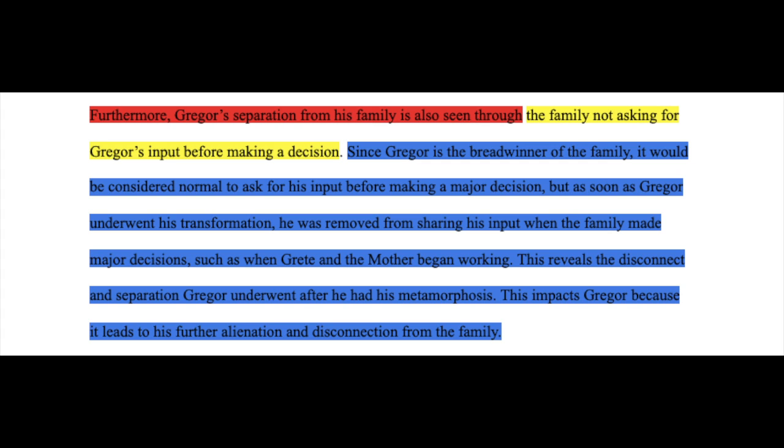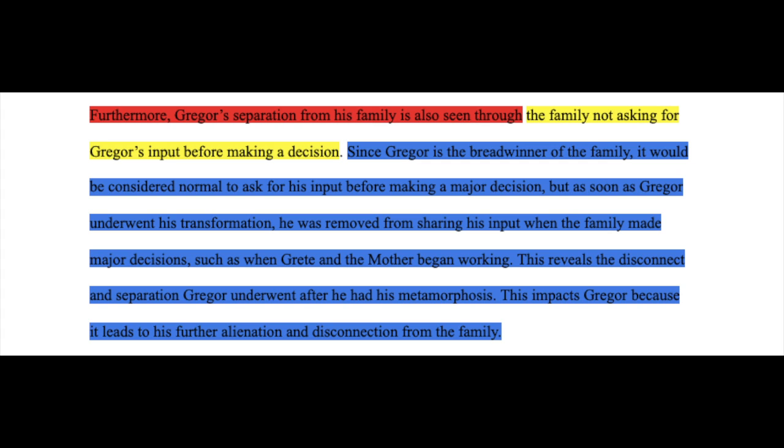So that piece of textual evidence is the family not asking for Gregor's input before making a decision. So then highlighted in blue again is the statement of significance. So since Gregor is the breadwinner of the family, it would be considered normal to ask for his input before making a major decision. But as soon as Gregor underwent his transformation, he was removed from sharing his input when the family made major decisions, such as when Grete and the mother began working.